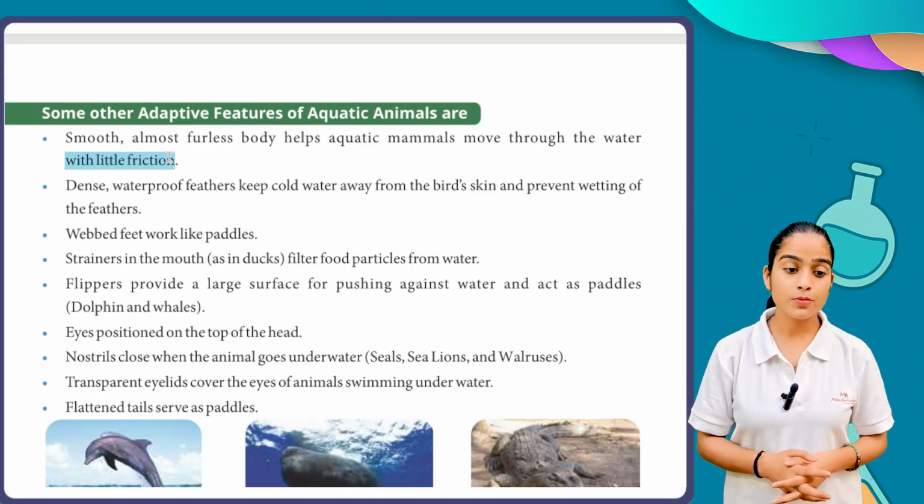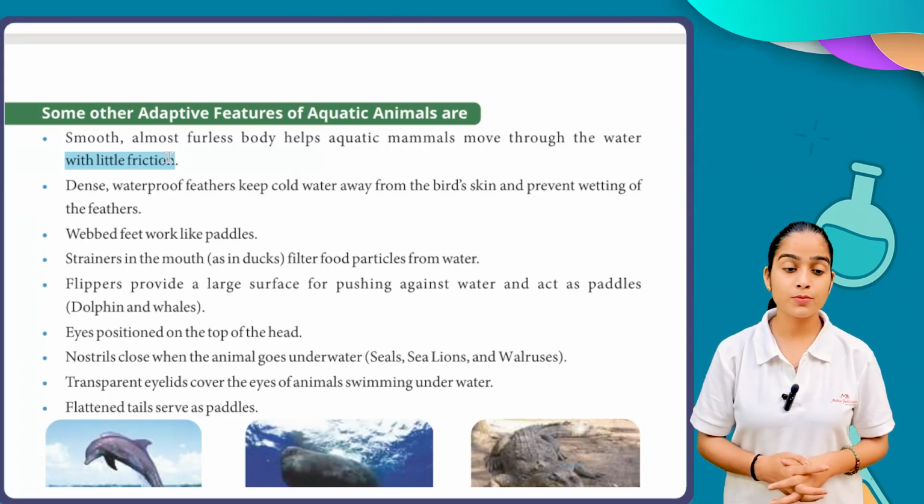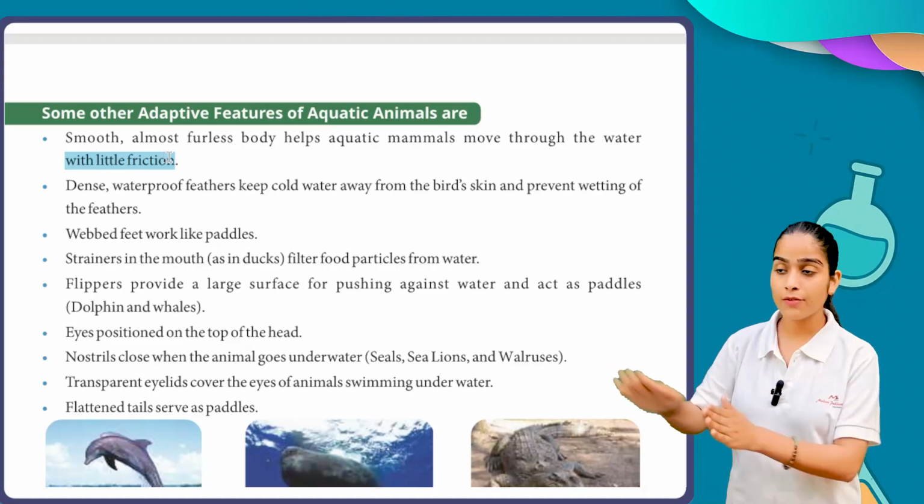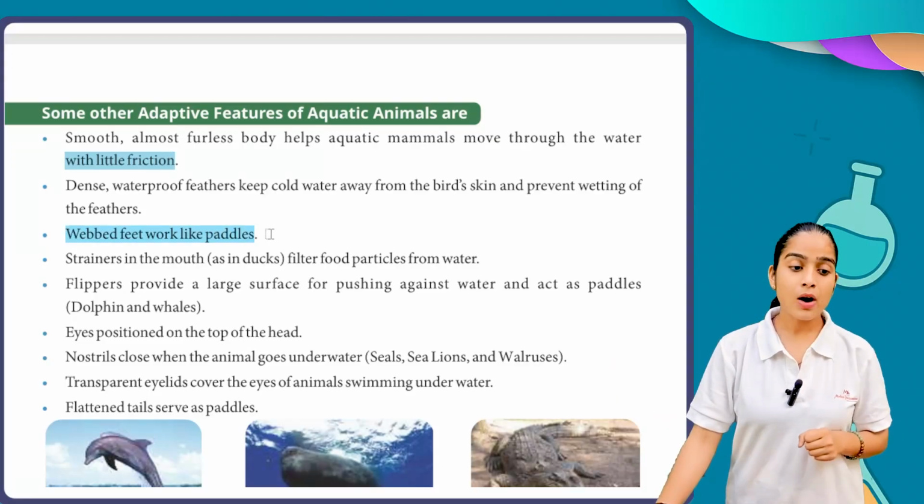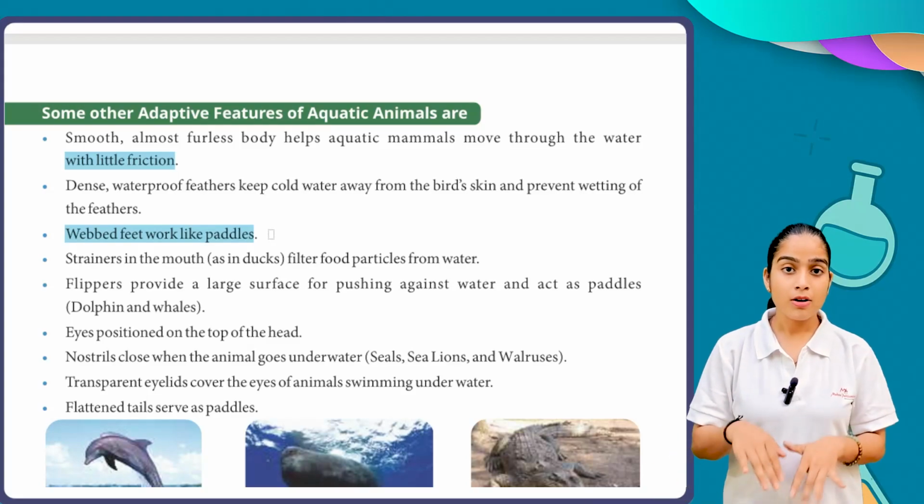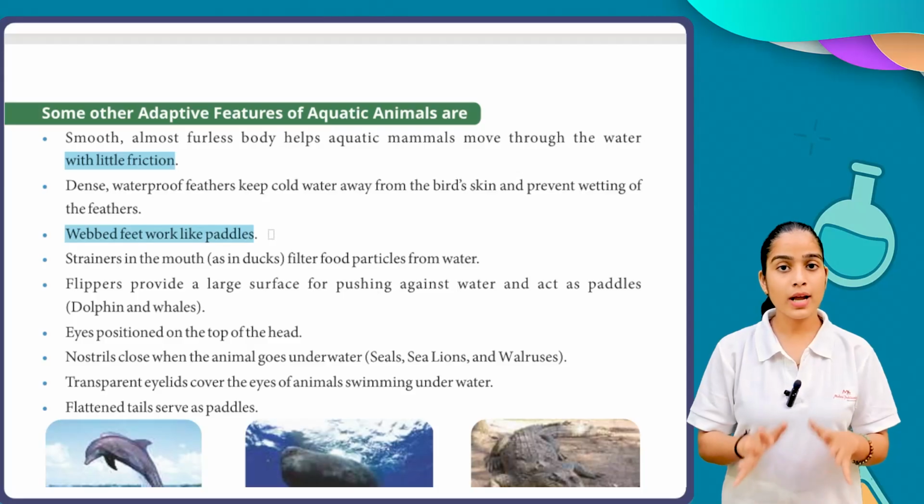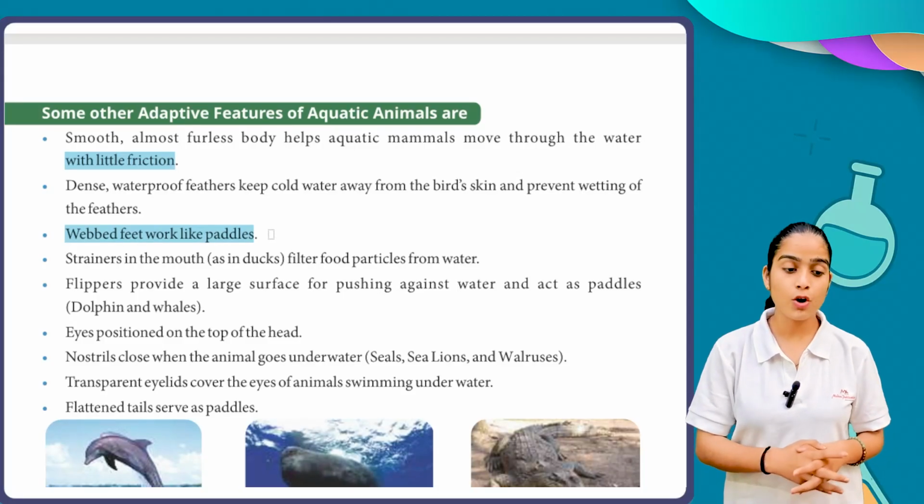Next, dense waterproof feathers keep cold water away from the bird's skin and prevent wetting of the feathers. So these dense waterproof feathers help keep water away from them. Now webbed feet work like paddles. So with their webbed feet, they work like paddles and they can move, and this will help them to swim inside the water.